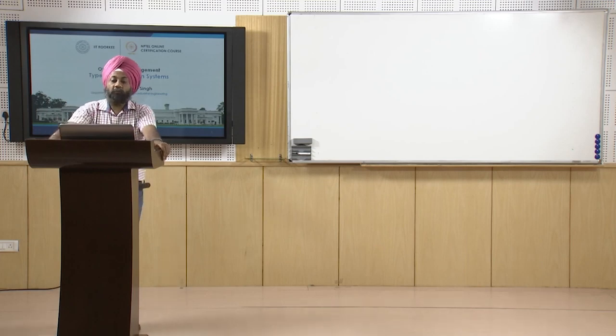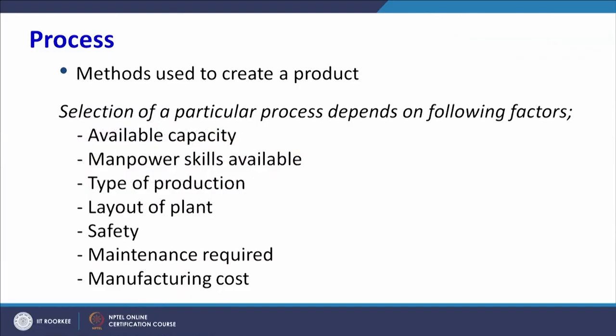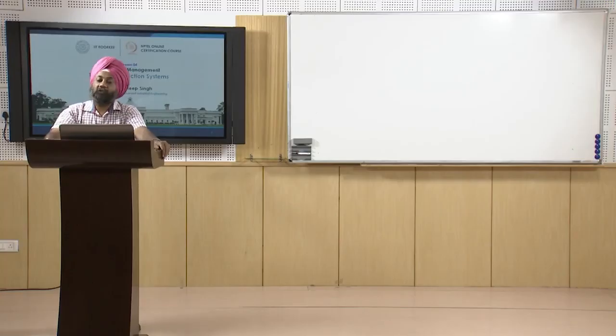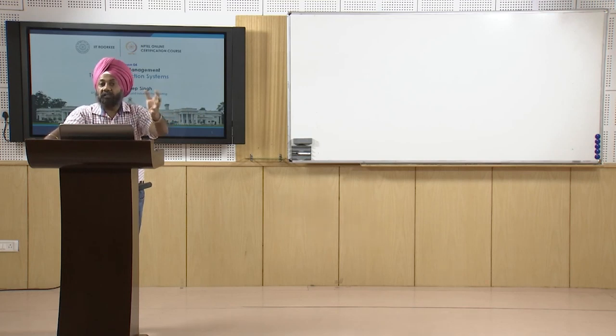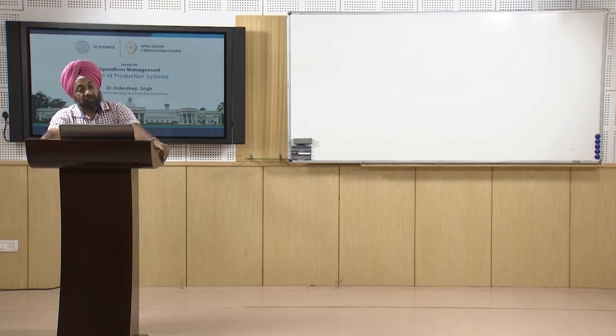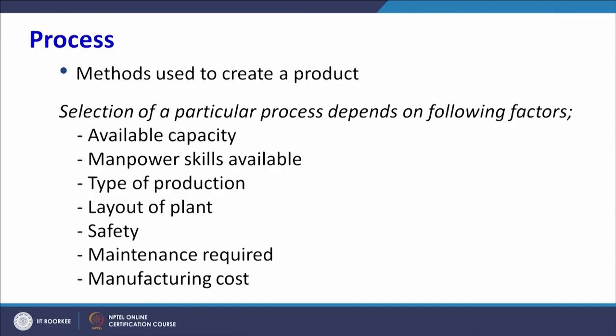Now selection of a particular process depends upon the following factors. We have to take into account the available capacity. So our capacity planning comes into the picture. Manpower skills available, so people come into the picture. Type of production system, layout of plant, it is related to the previous point that we have discussed, that is plant layout and facility location. Safety, maintenance required, manufacturing cost involved.